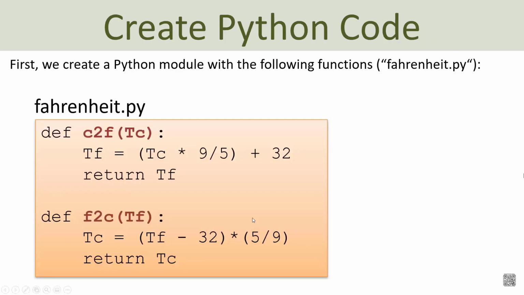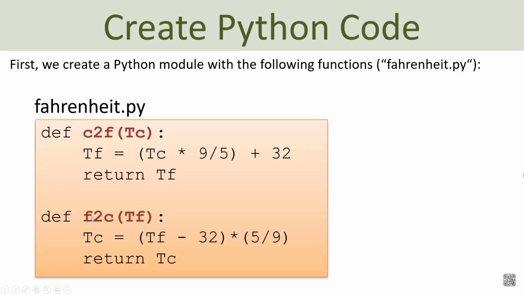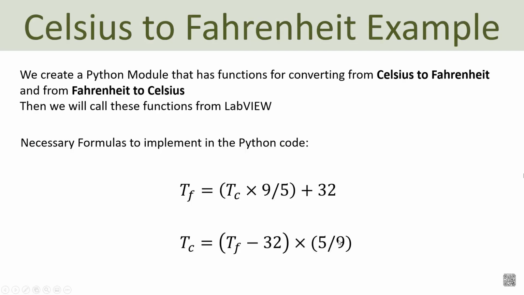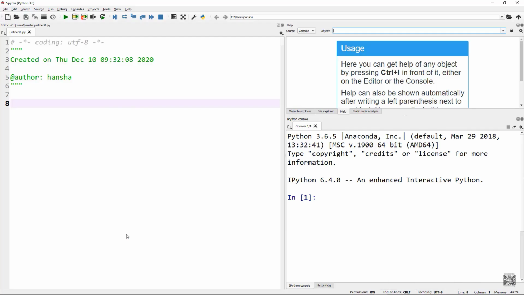So here you see the Python code. I'm going to create a so-called Python module. I will name it Fahrenheit.py. And then inside that module, I will create two Python functions. One function that converts from Celsius to Fahrenheit using this formula, which is stated here. And then the second function converting from Fahrenheit to Celsius, implementing this formula. So let's implement these two functions in Python.